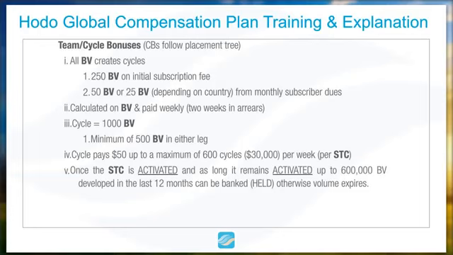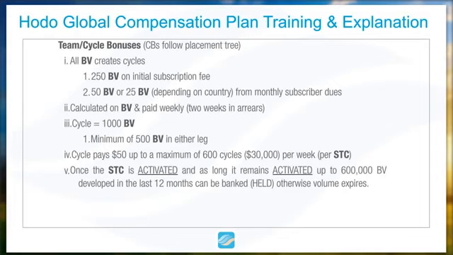And remember on the binary, what's cool is that there are no levels, there's no stopping. Whatever happens in the left leg, no matter how deep it goes, if there's a new sale down there, 250 BV goes up that leg and counts towards your volume on your left team and your right team the same way, okay? Now, we pay up to $30,000 a week, and that would be 600 cycles, which is pretty amazing. I don't know of any other company that does that.